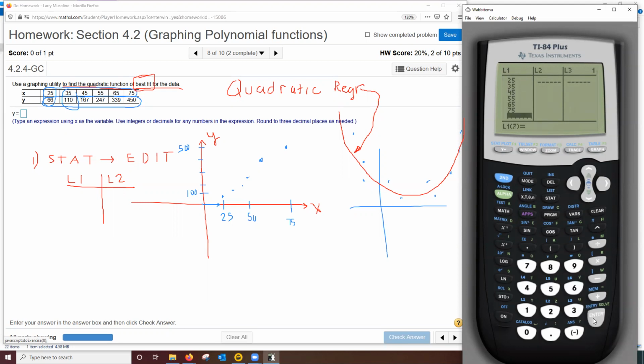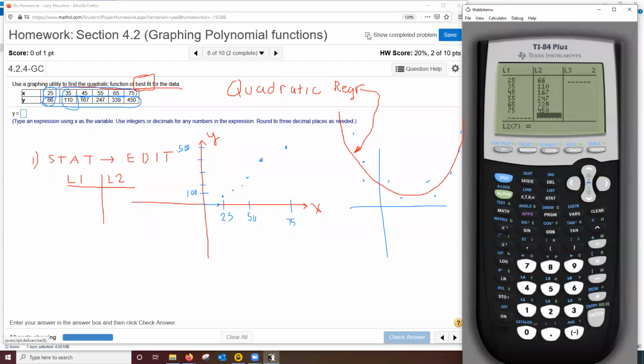All right, now I want to enter the corresponding y values in list 2. So I'm going to use these arrow buttons to go back up to the top of list 2. Now I'm going to enter the y numbers in. So I have 66 is the first y value, then 110, then 167, then 247, 339, and 450. Okay, got it. All right, I'm just going to double check that I typed in all these numbers correctly. Looks good. All right, now I've entered the data.